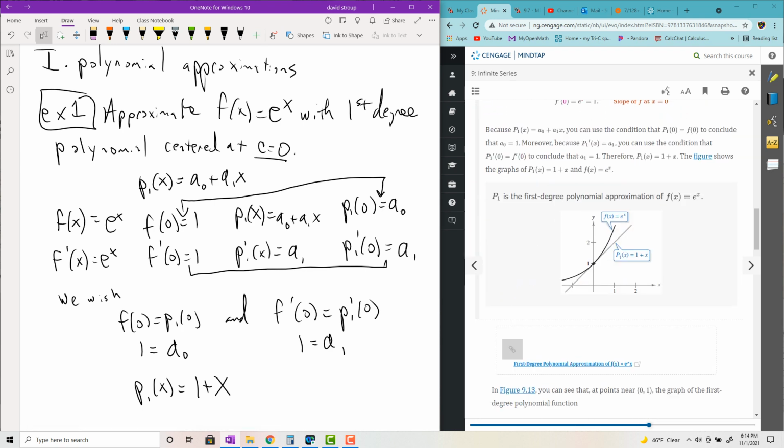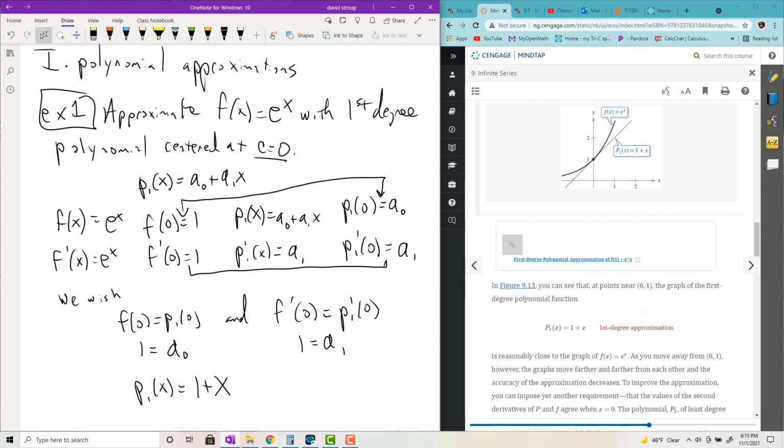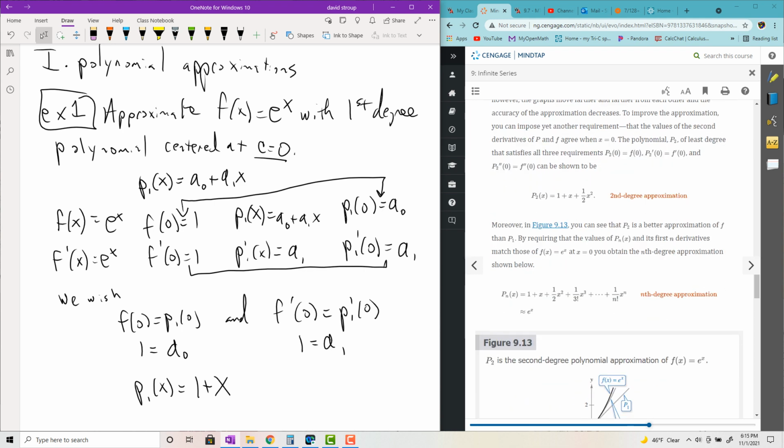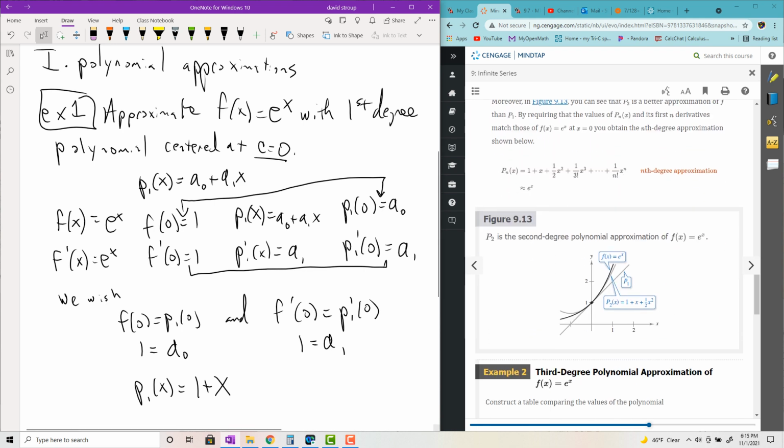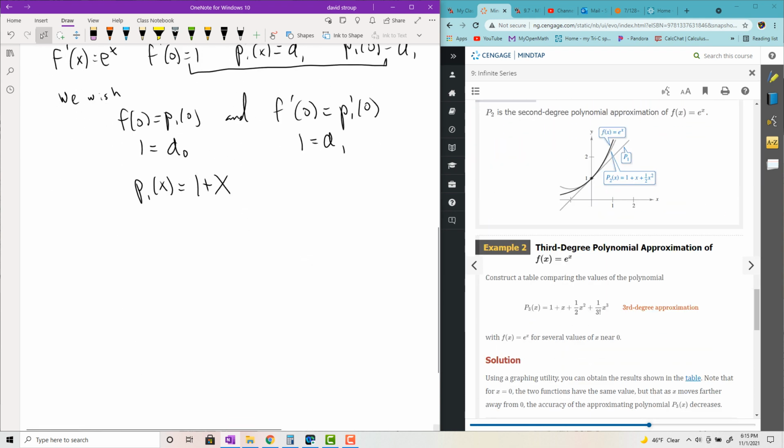And you can see around the center, around c equaling 0, the line is a pretty good approximation of the function. But as you get further away from 0, the function and the polynomial start getting further and further apart. Right? So as long as you're really close, it's not a bad approximation. So in example 2, what they do is take it up a notch. Now let's look at the third degree polynomial. So let's look at example 2.